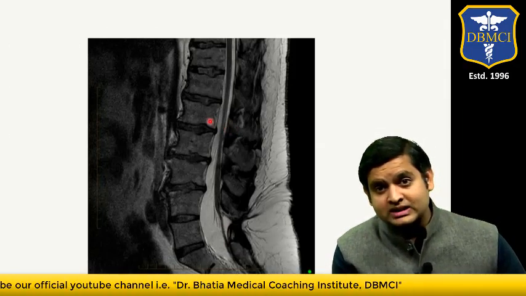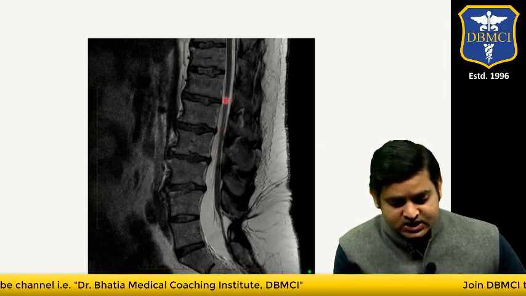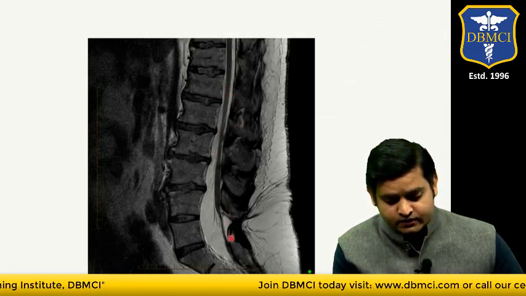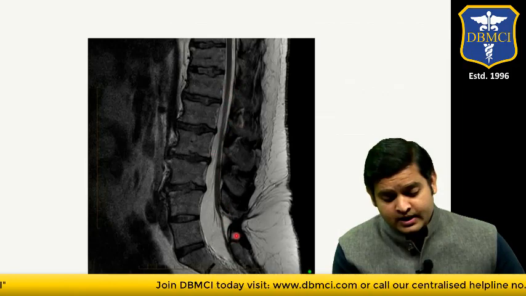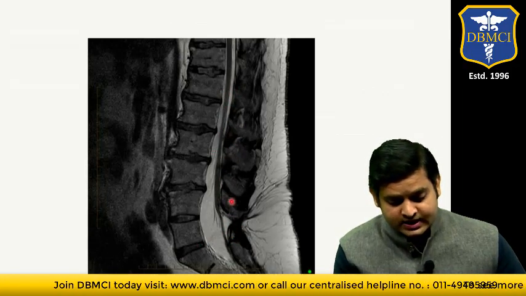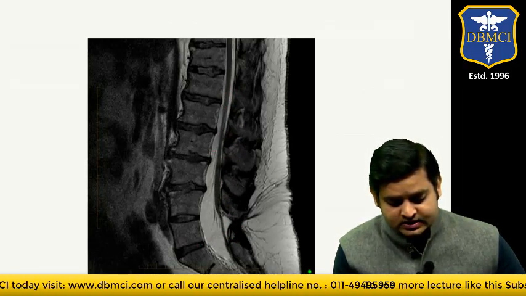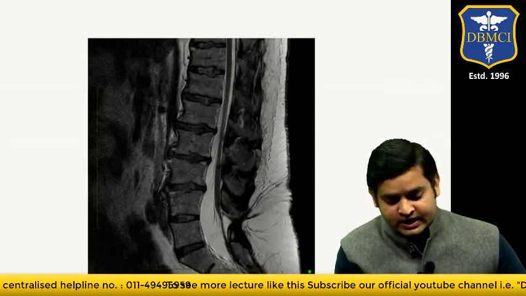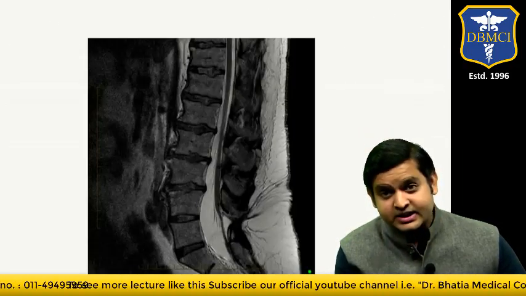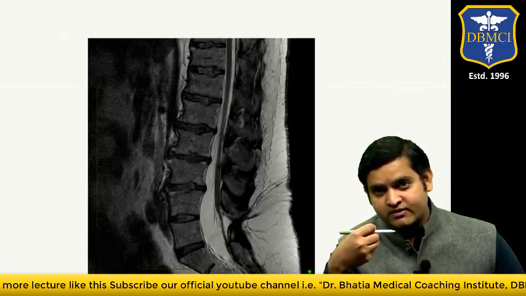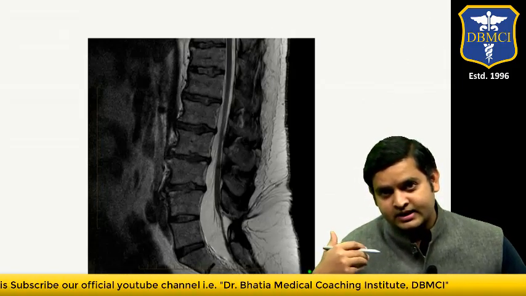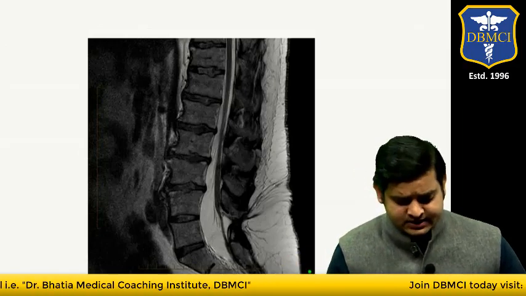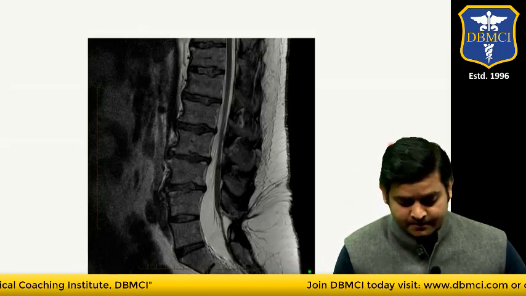So basically the cord doesn't ascend up, and you can see that the cord is not ending at the lower border of L1 and L2, and it is going further down. Now this you can easily appreciate on a sagittal scan, whereas on a transverse scan you will see a central spinal cord even at the level of L3, L4 or L5, because usually it is tethered at the S2 level. So that's a tethered cord.